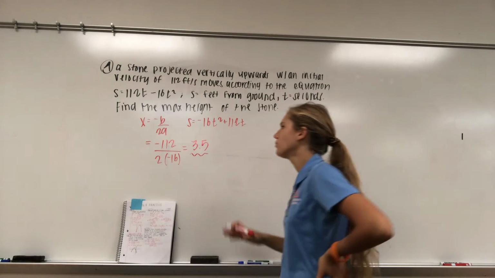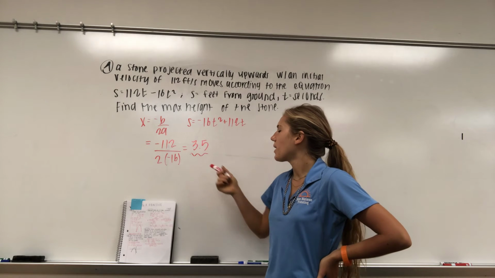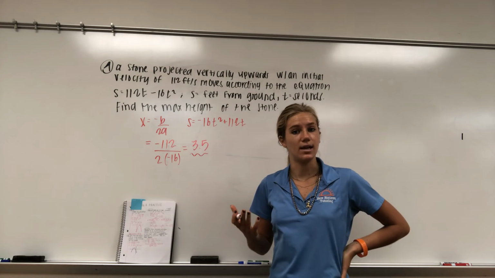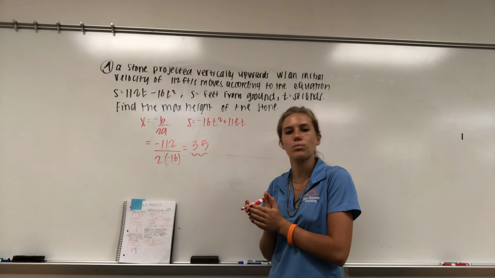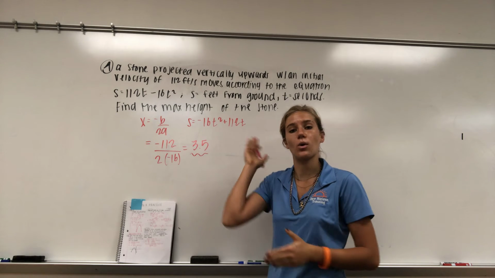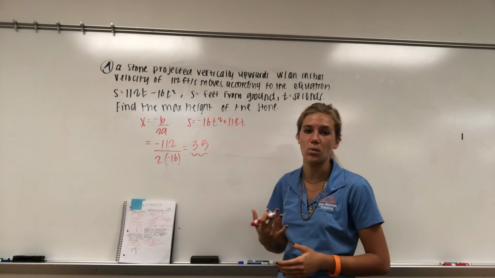Okay, so plugging that in, like I said before, negative b over 2a. Evaluating that in my calculator, I got 3.5 seconds. So, like I said before, that's the point in time where we are going to have the largest y value. Now we just need to go ahead and find that y value.